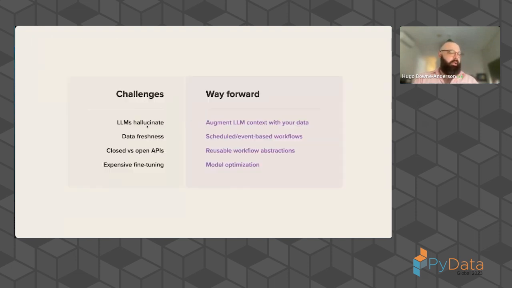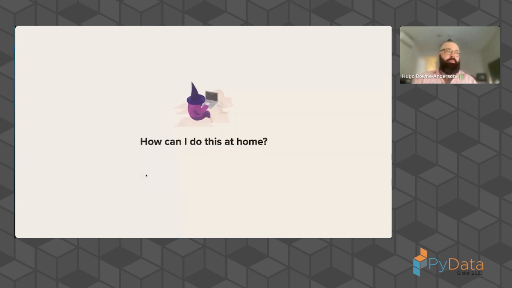So just to recap, and then we'll wrap up: the challenge that LLMs hallucinate, you can think about solving by augmenting their context with your data. Data freshness is a challenge where you can think about scheduling and event-based workflows for updating your models. For closed versus open APIs, we have reusable workflow abstractions, which are modular and allow you to switch out closed and open models for each other. And to work through the expenses of fine tuning, you want to think a lot about model optimization.